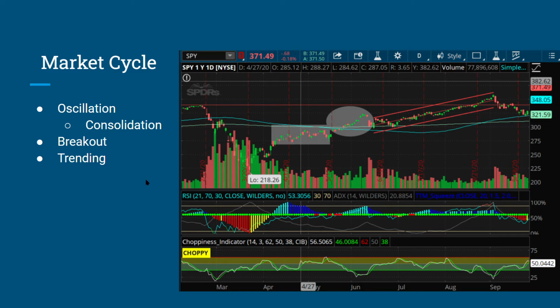So different market cycles, we have to keep in mind as traders, even as investors, there are three types of market cycles that constantly repeat themselves over and over again. This applies to individual stocks, indexes like the S&P 500, commodities, anything and everything. The market cycle is periods of oscillation, also known as consolidation, which is chopping sideways, where the market spends about 66% of its time, or any individual underlying about 66% of the time.